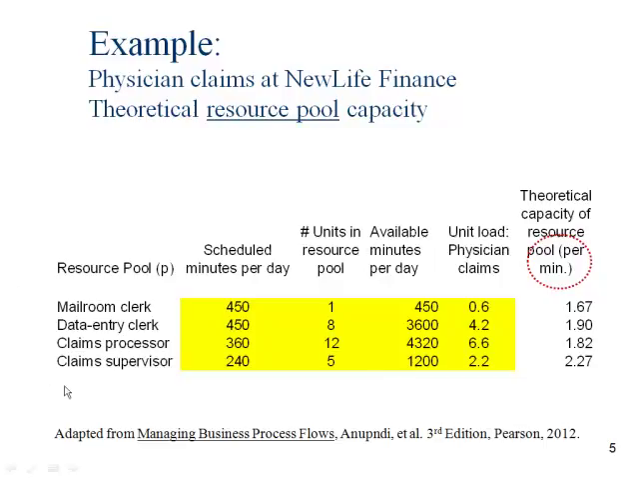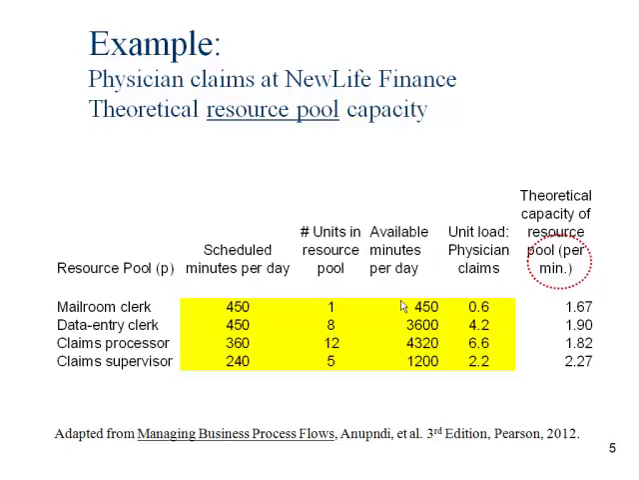We actually, though, have 4 resource pools here. In the case of the mailroom clerk, we have one person, so if they work 450 minutes per day, the available minutes per day is 450. Okay, so if I have 450 minutes of mailroom clerk time per day, and the unit load is 0.6, then what's the theoretical capacity of the resource pool per minute?